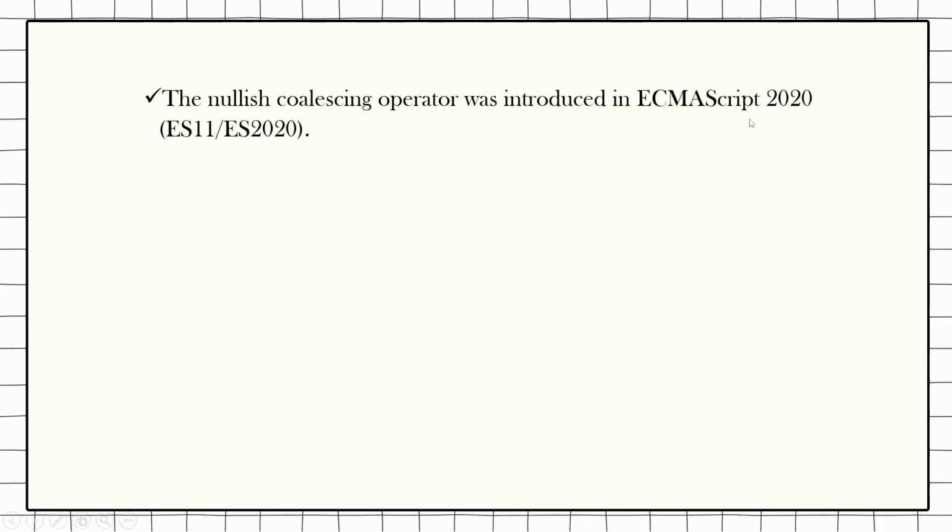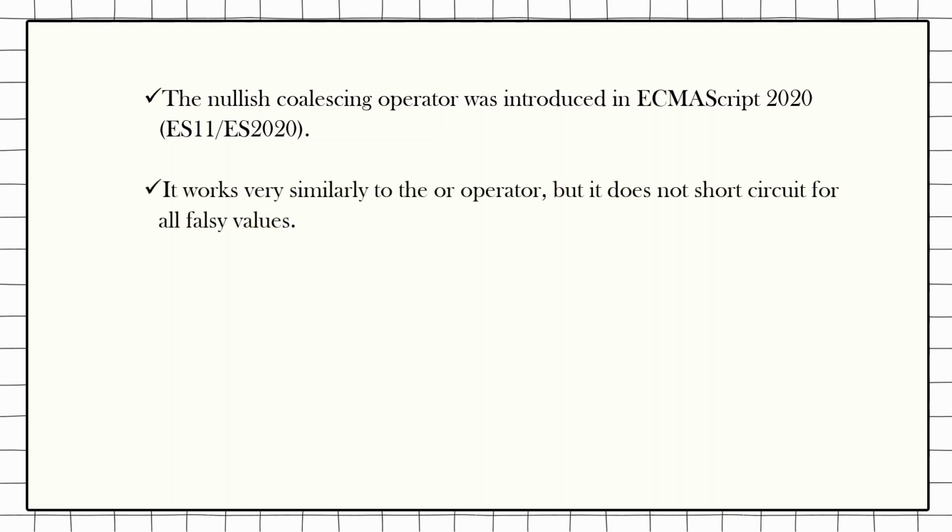This is how the operator will be looking like. Instead of the OR operator, that is double pipes, we are going to use two question marks. And this operator was introduced in ECMAScript 2020, that is ES11. This operator is also widely used in React whenever you want to set default values, and when using the OR operator you face that kind of situation. If you want to overcome that, you will be using this operator.